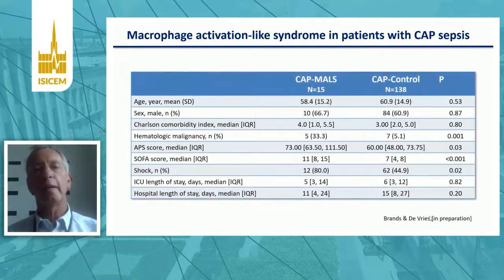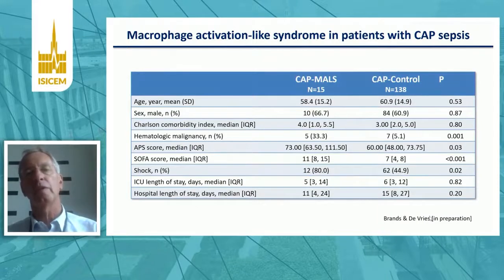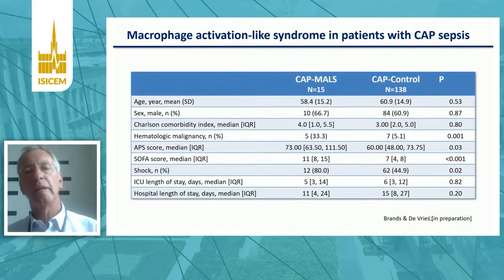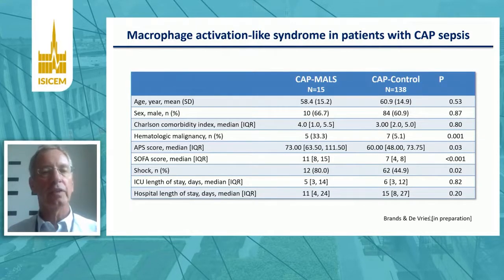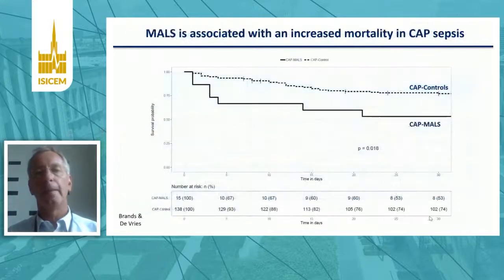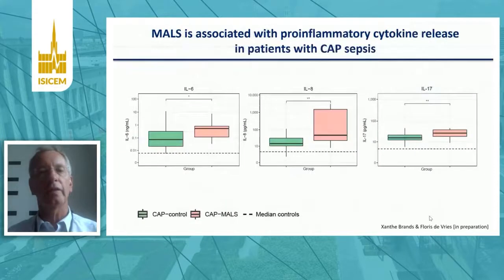Next is the stratification, CAP-MELS, so patients with macrophage activation-like syndrome and those without. And clearly you can see that patients with MELS have a higher disease severity, as indicated by acute physiology scores and SOFA scores, and also an enhanced proportion of shock. Hematological malignancies were overrepresented in the patients with MELS, and the odds are close to 7 that you have MELS when you have a hematological malignancy on board. Mortality was increased in patients with CAP-MELS relative to CAP controls. This is illustrated in this slide.